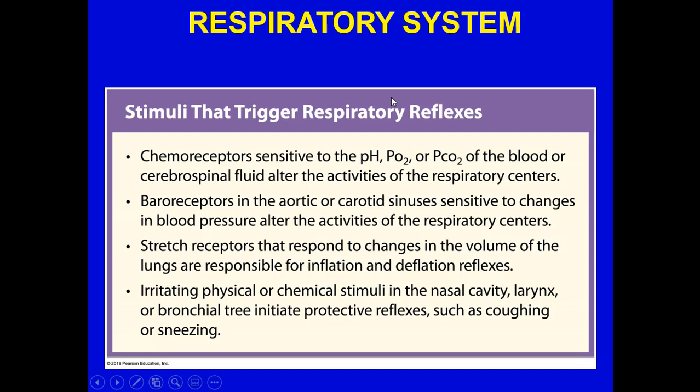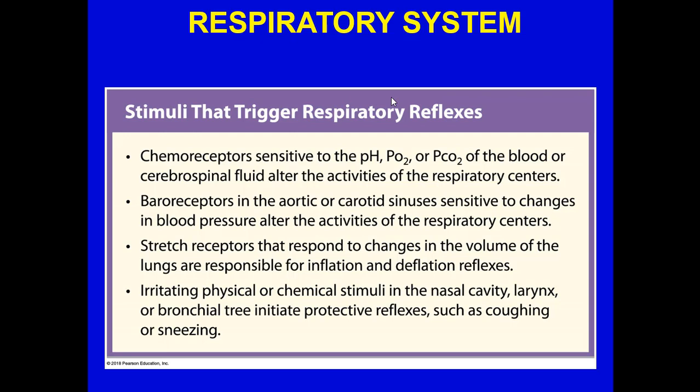So the stimuli that trigger respiratory reflexes: chemoreceptors I've talked about, baroreceptors I've talked about, stretch receptors, they respond to changes in the volume of the lungs that are responsible for inflation and deflation. Because here's part of the point. How is it that I don't have the capability to completely, almost like a balloon, continue to keep filling up until I burst? Well, yes, you have the structural limits that exist with the chest volume controlled by the ribs, controlled by the muscles, etc. But you also have the neural limits too.